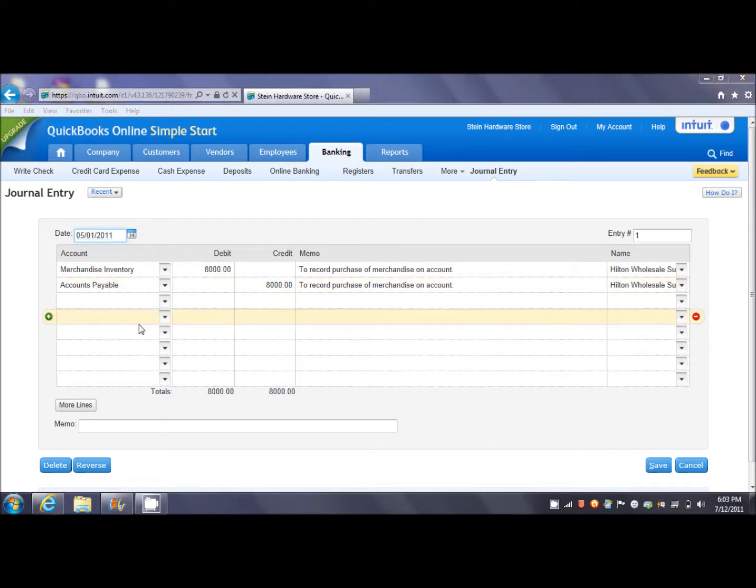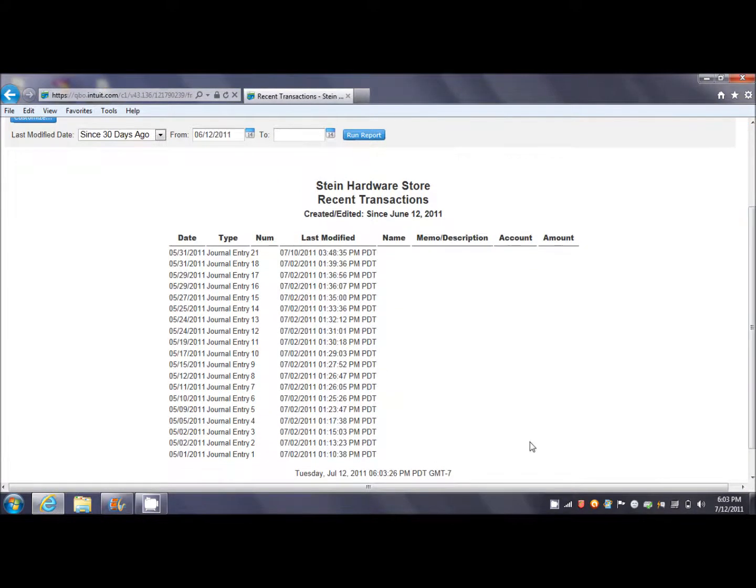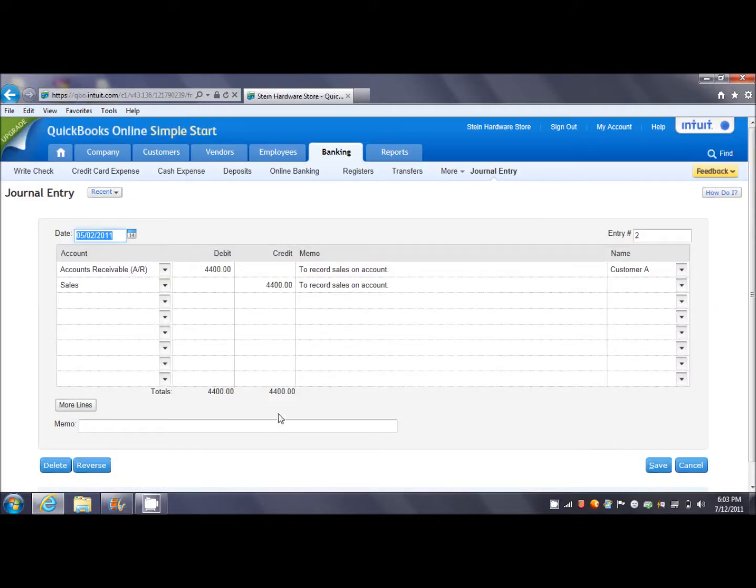Another transaction that I will show you is sold merchandise on account $4,400, terms 3/10 net 30, and the cost of merchandise sold was $3,300. So I would go back to All, go to my second journal entry, which is sold merchandise on account $4,400, terms 3/10 net 30. So I will debit accounts receivable $4,400 to record sales on account, and credit sales $4,400.